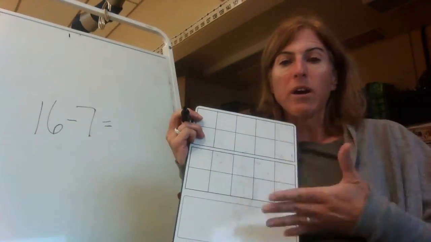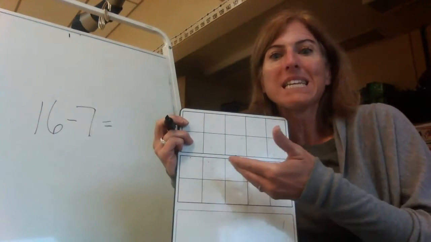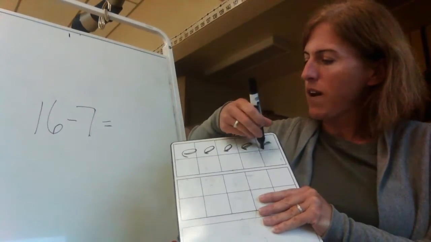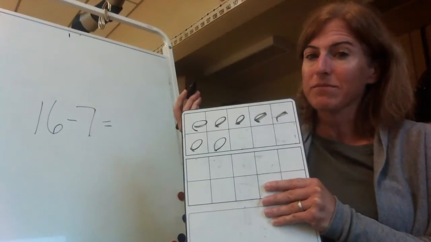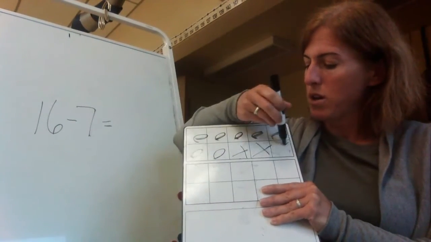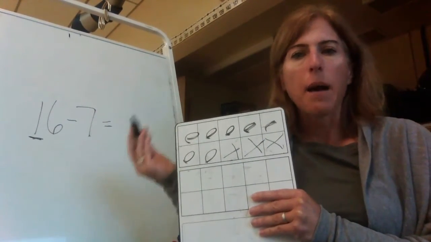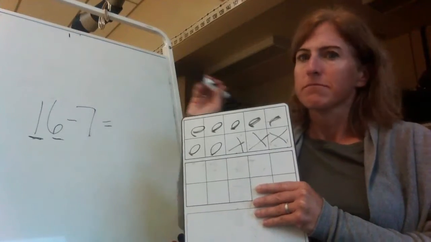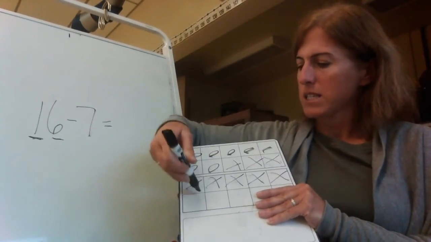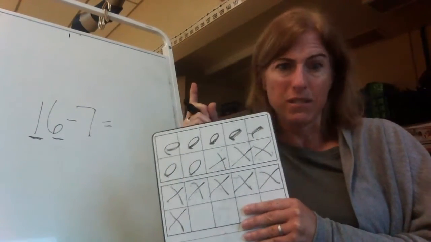Okay, so we know 7 plus something is going to give us 16, right? So let's make a 10 to get to that 7. 1, 2, 3, 4, 5, 6, 7. Let's make a 10. How many do we have to add to this 7 to make a 10? 1, 2, 3. Now I've got the 10. How many more ones do I need? 6. 1, 2, 3, 4, 5, 6. How many x's are on my board? Well, wait a minute. Did I miss something?